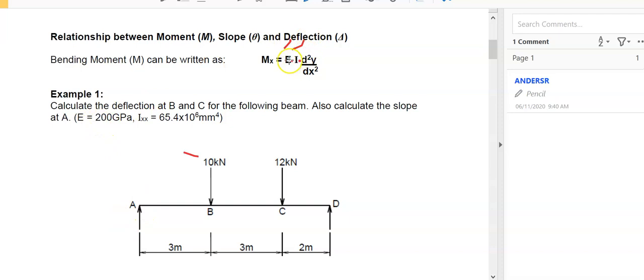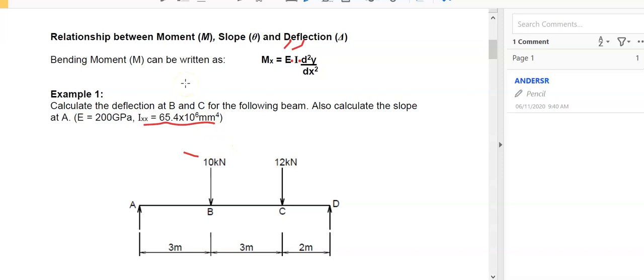E is given, so that's 200 gigapascals, and I is given as 65.4 times 10 to the power 6 millimeters to the fourth. For this particular beam, we went to the steel tables and got that value from the steel tables.